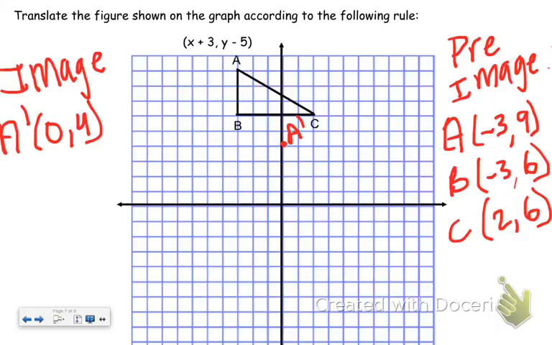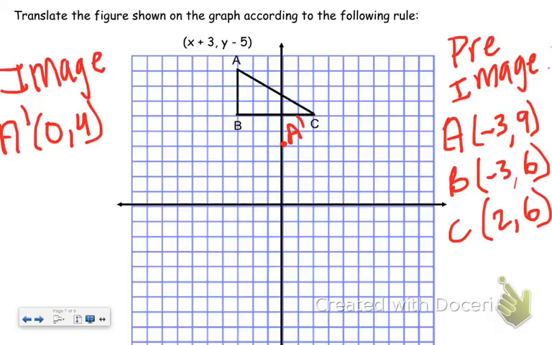So you can count the points on your graph, or you can use the coordinate rule, similar to what we discussed in the table in the previous example. We are adding 3 to every x value and taking away 5 from every y value. So negative 3 plus 3 gives us a 0, and 9 minus 5 gives us the 4.